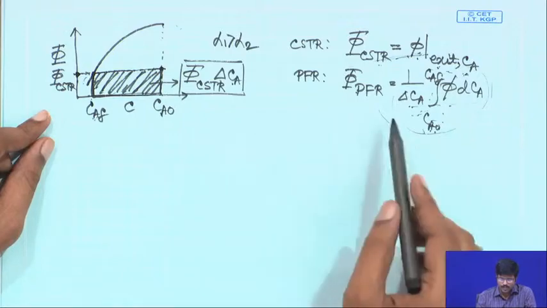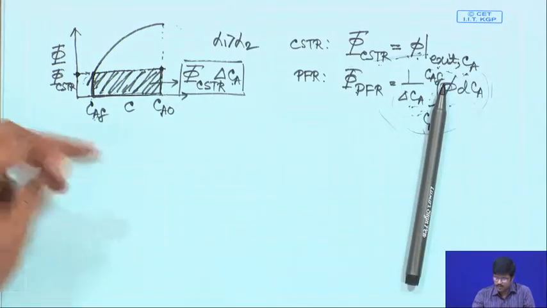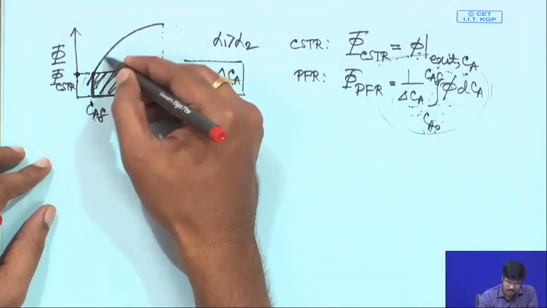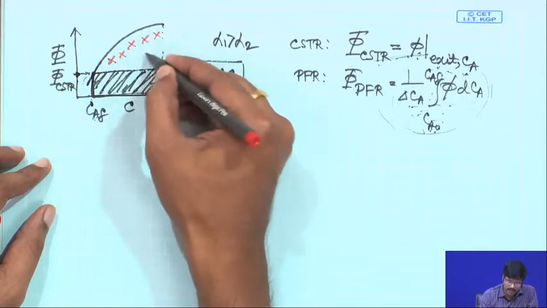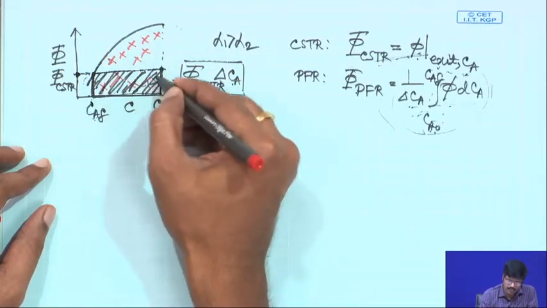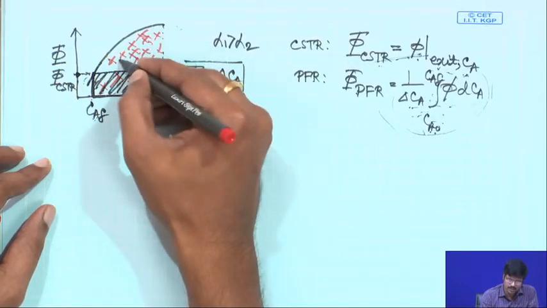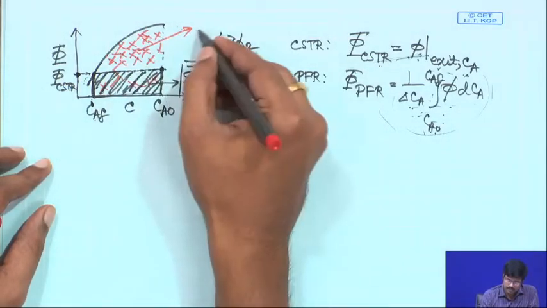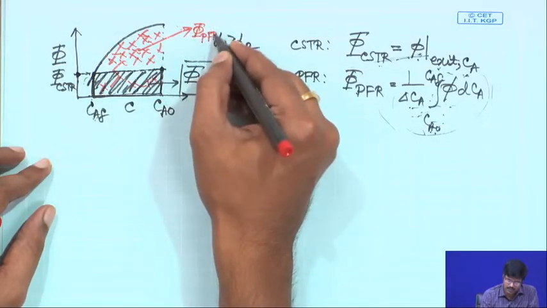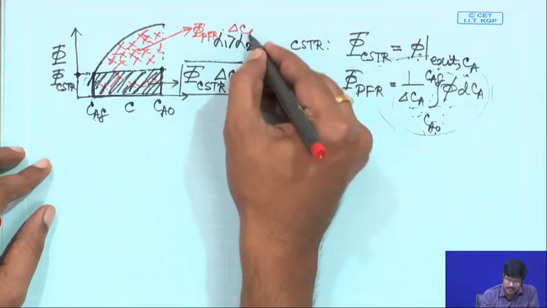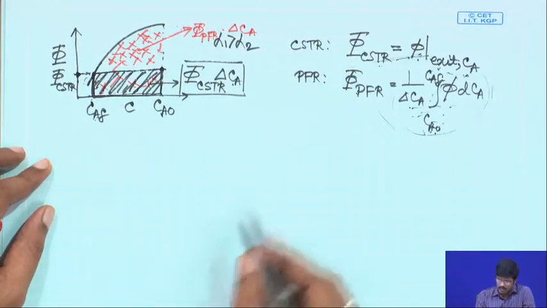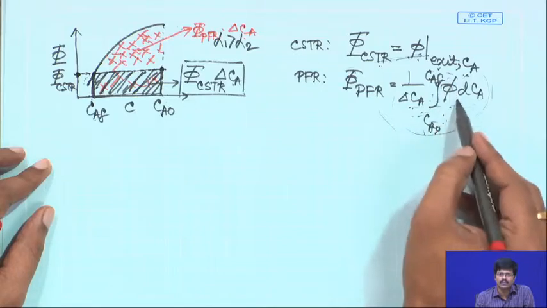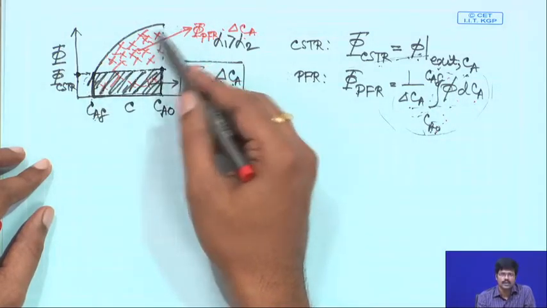So, that means, let me take a different marker. If you look at this overall area under the curve, this full area under the curve, what is this area? This area is nothing but phi PFR into delta CA, because phi PFR into delta CA is the integral from CA0 to CAF phi dCA. This is nothing but the area under this curve.